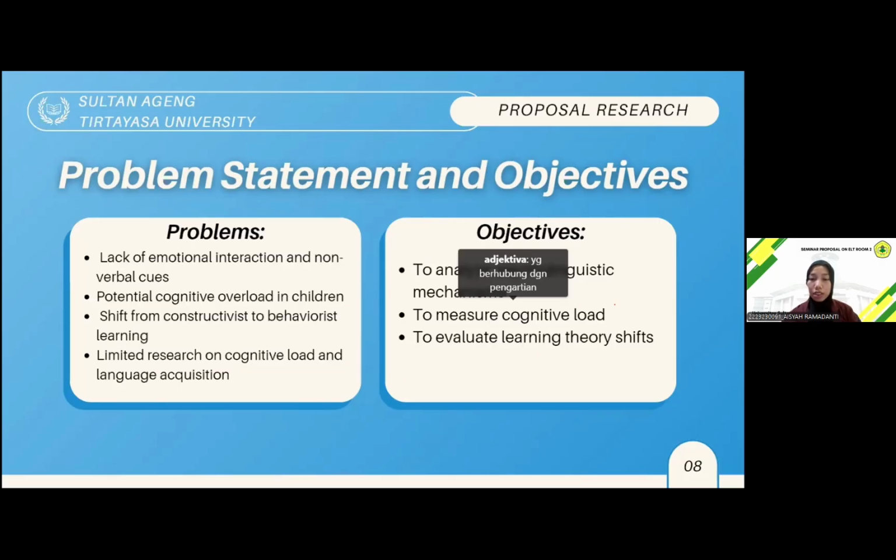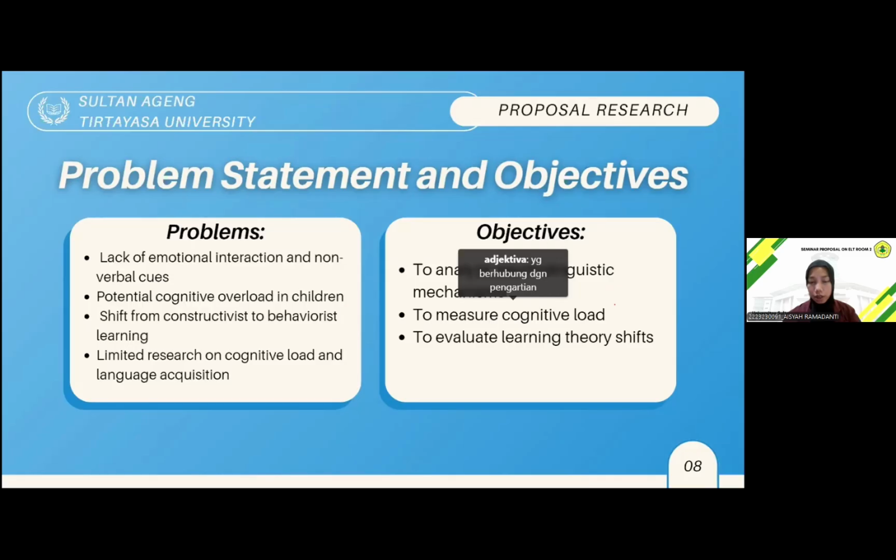To address this problem, this research has three main objectives. First is to analyze psycholinguistic mechanisms involved in AI-based learning. Second, to measure the cognitive load experienced by learners. Third is to evaluate whether there is a shift in learning approaches. Okay, next.